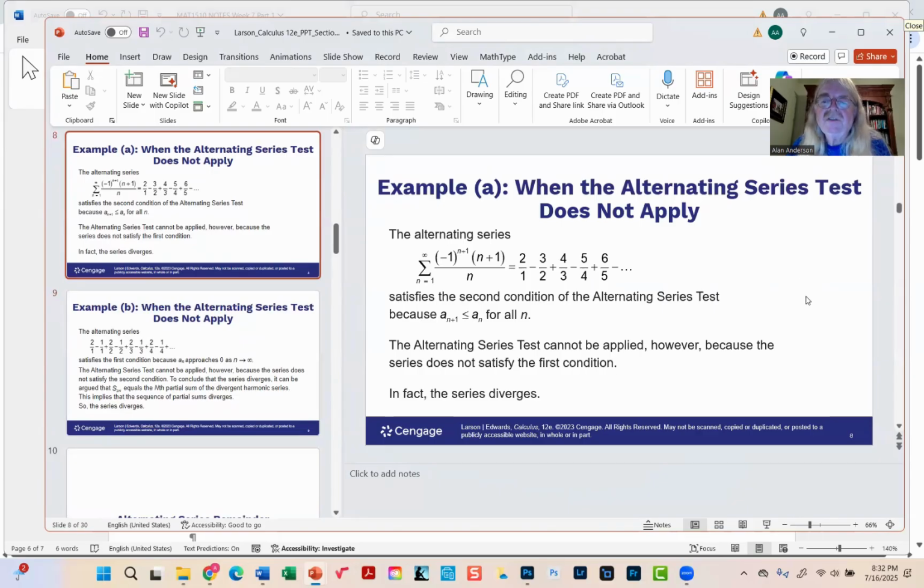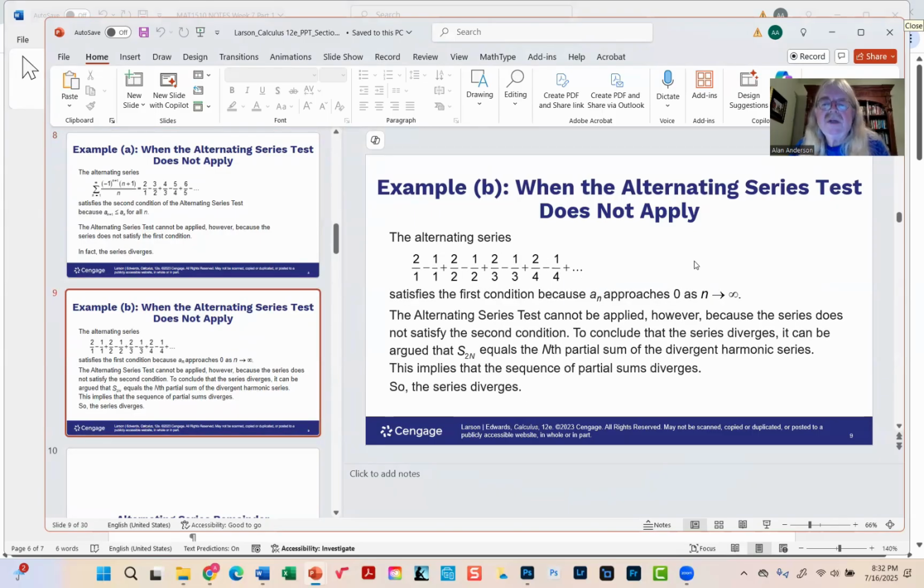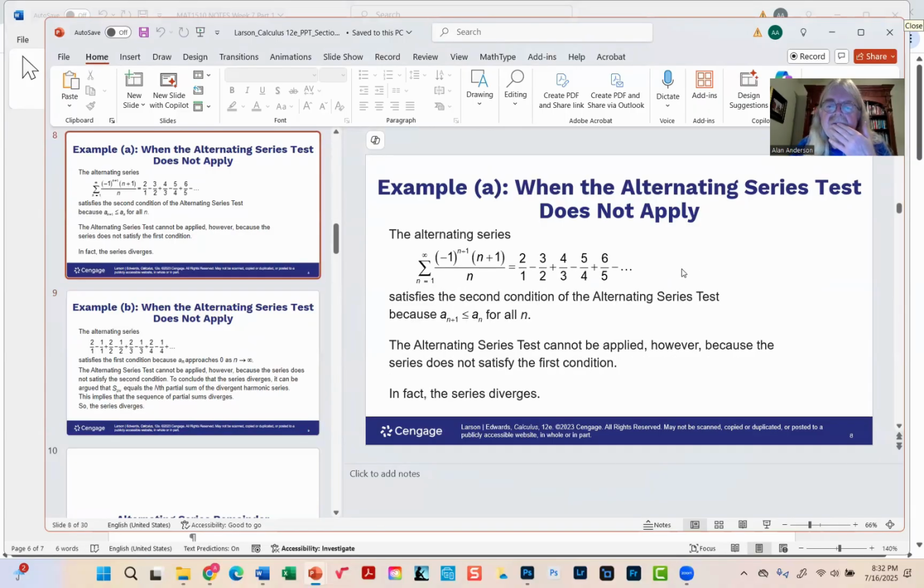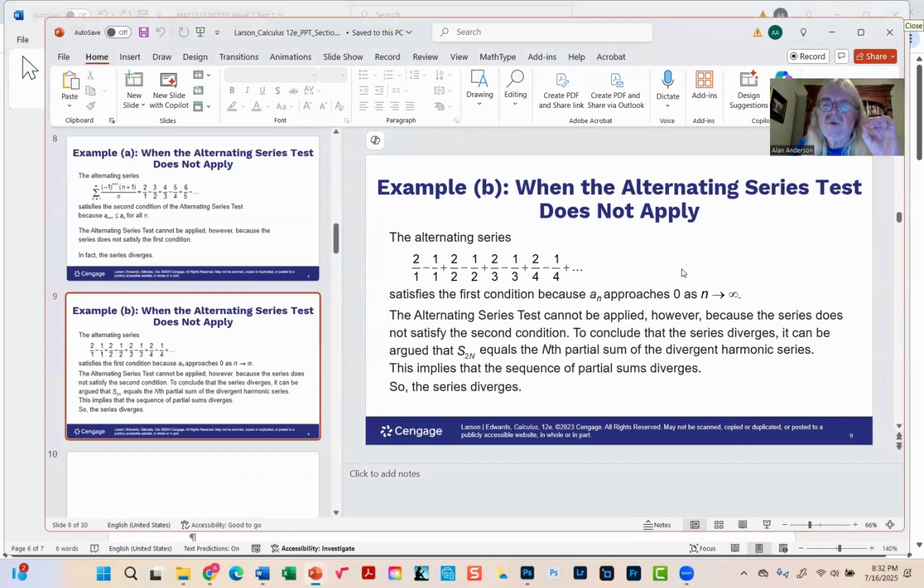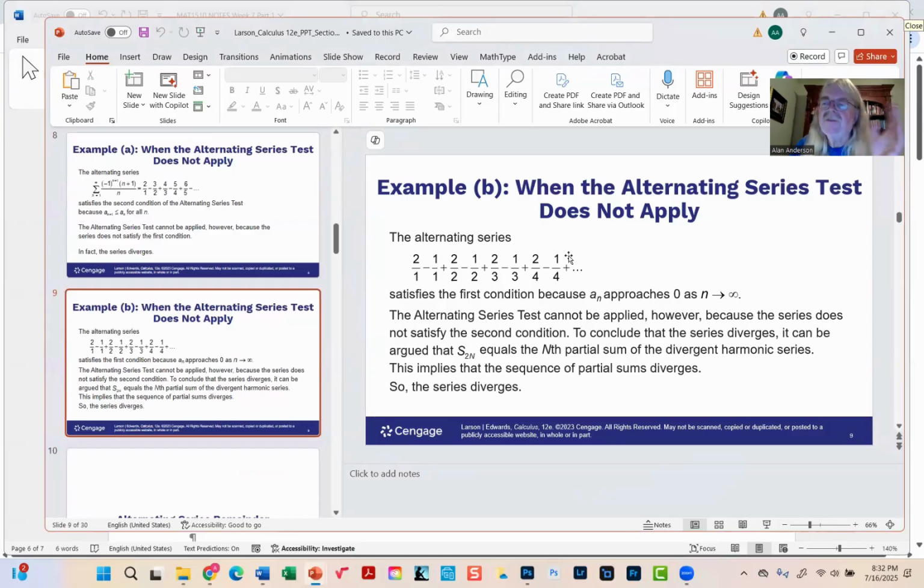In fact, if you want to check it out, if you just keep writing them out, you'll see they're not getting any smaller. Anyway, now this one, wow, it's hard to tell by looking at this one. It says here this one fails the second condition, which is that the magnitudes are not getting smaller. So forget this one too.